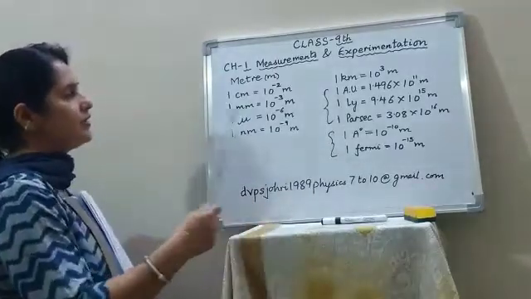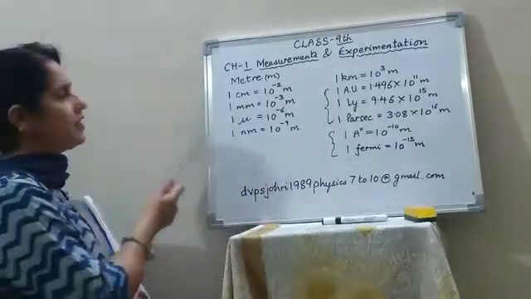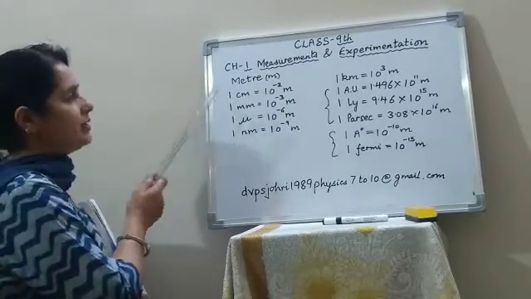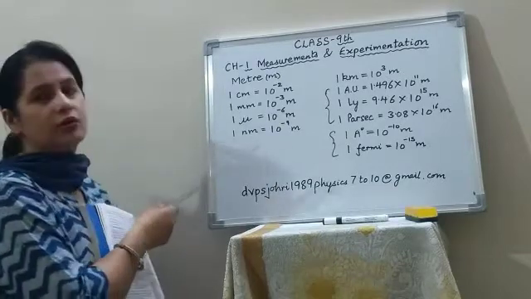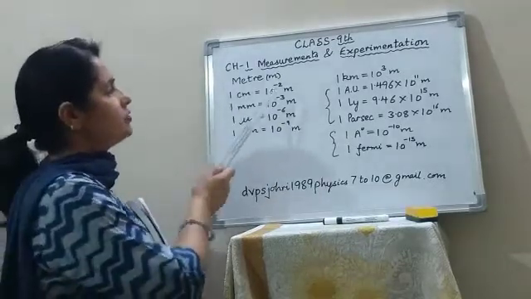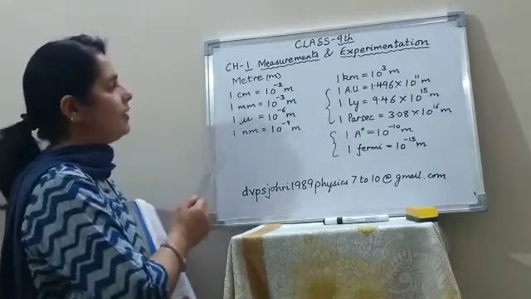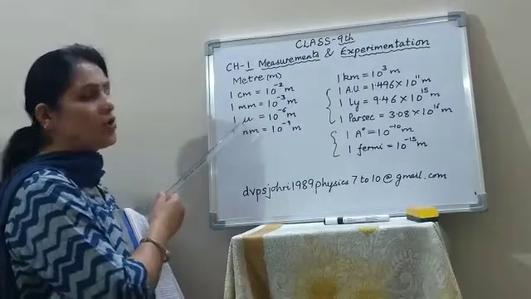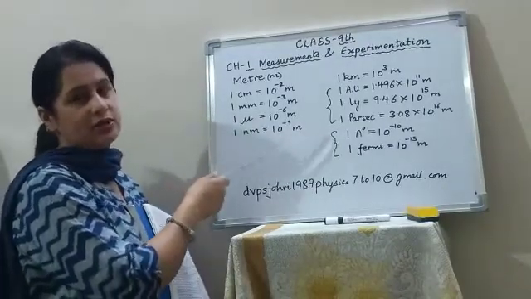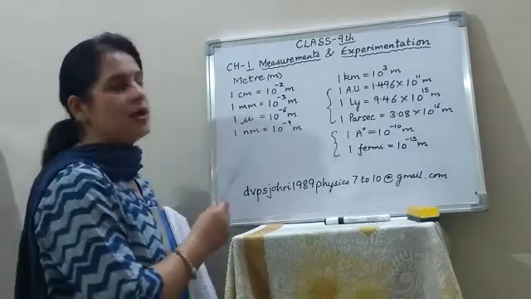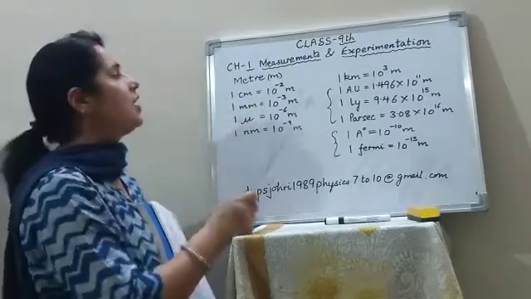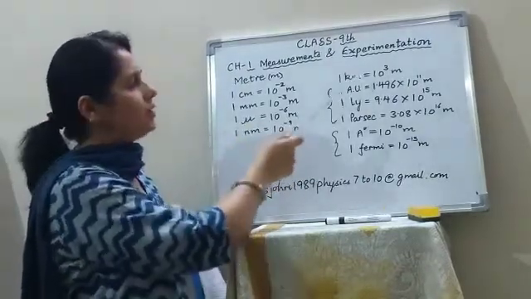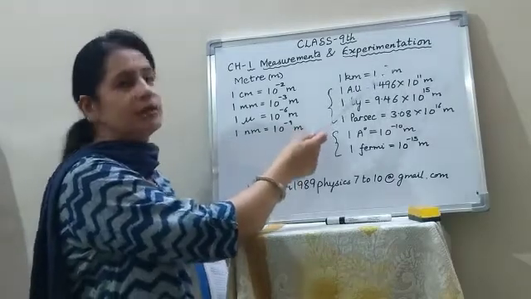The subunits and the relation are as follows. These are the subunits, that means smaller units of meter: centimeter, millimeter, micrometer or nanometer. 1 centimeter is 10 to the power minus 2 meter. 1 millimeter is 10 to the power minus 3 meter. 1 micrometer, micron, is 10 to the power minus 6 meter. And 1 nanometer is 10 to the power minus 9 meter. The multiple unit, the bigger unit, is kilometer, where 1 kilometer is 10 to the power 3 meter.